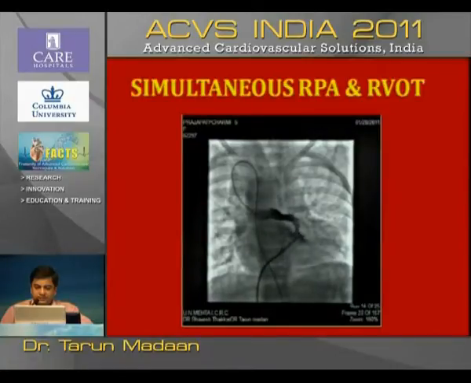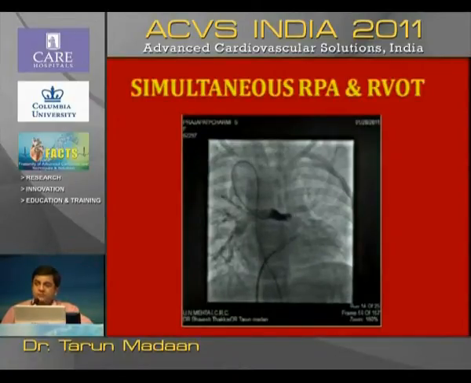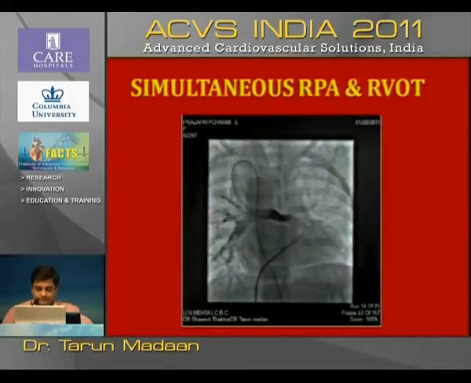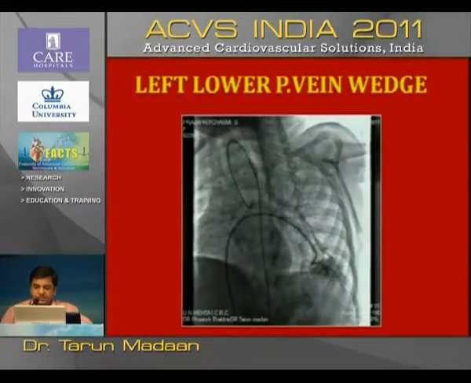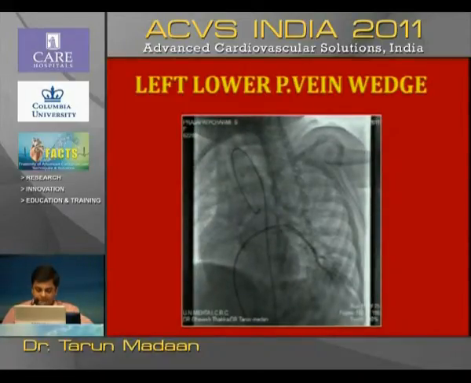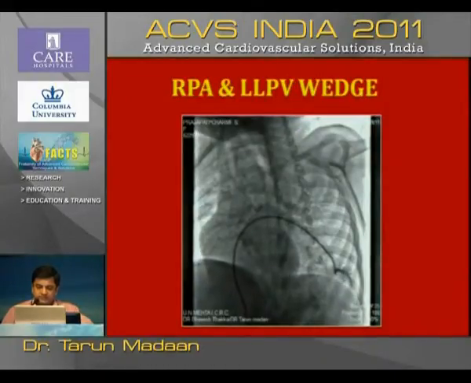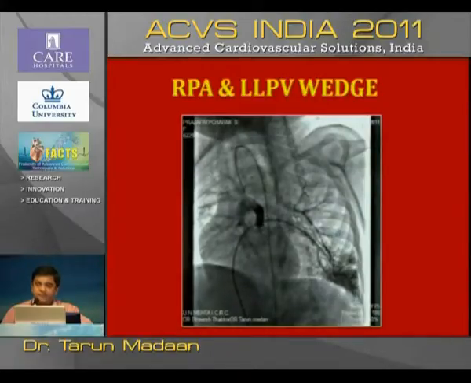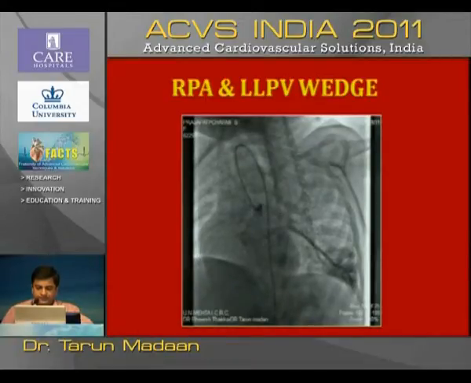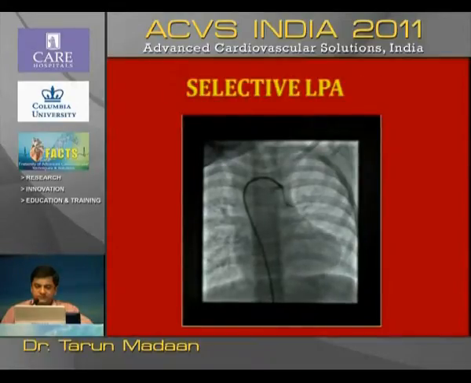Then we went ahead and documented that simultaneous injection of right pulmonary artery and the right ventricular outflow tract still did not show any filling of the left lung. So this was the venous wedge angiogram of the left lower pulmonary vein, which shows a faintly filled up retrogradely left pulmonary artery. Still, to show that this left pulmonary artery is discontinuous from the main pulmonary artery, we did both the angiograms simultaneously, one from the BT shunt and one from the left lower pulmonary vein. And as we could see, the origin of the left pulmonary artery seems to be arising distal to the left subclavian artery. We did a selective angiogram with the help of a Judkins right catheter.